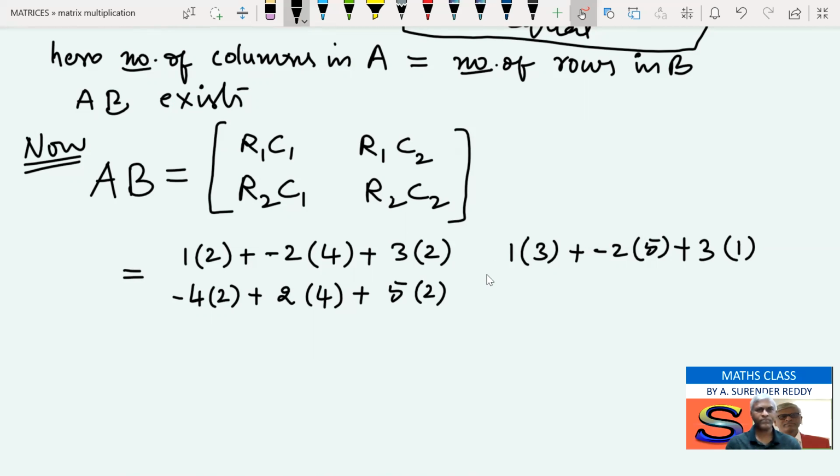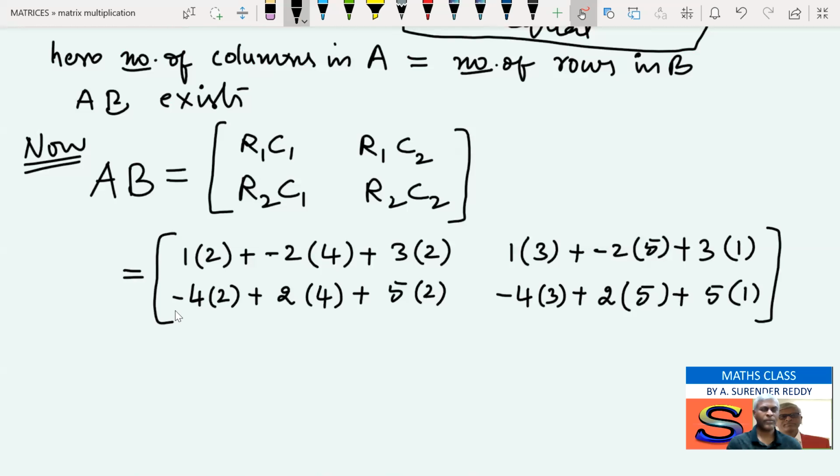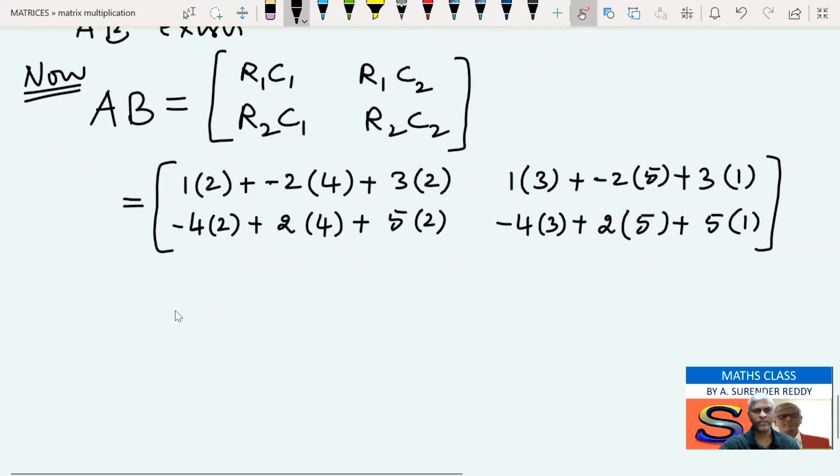R2 C2: minus 4 into 3, plus 2 into 5, plus 5 into 1. So this is the multiplication R2 C2. Second row of the first matrix with the second column of the second matrix.